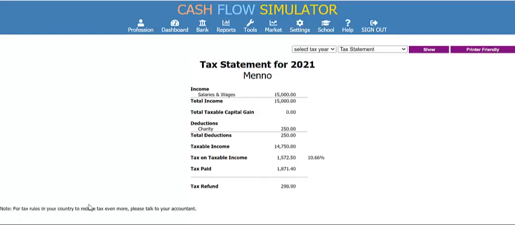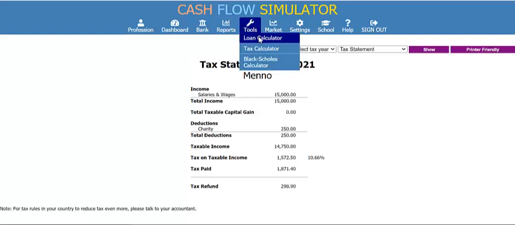So obviously, you need to make sure that you talk to a tax advisor or a tax specialist or an accountant to know more about this, but these are from actual Australian tax tables, and you can start to get an idea of how all of these different things work. So those are the reports.